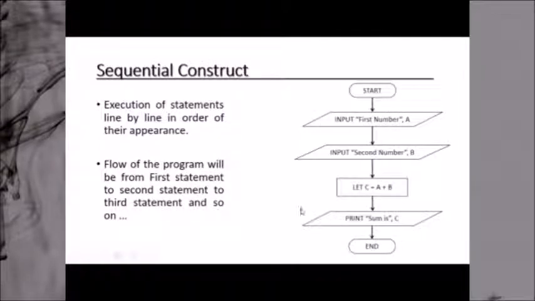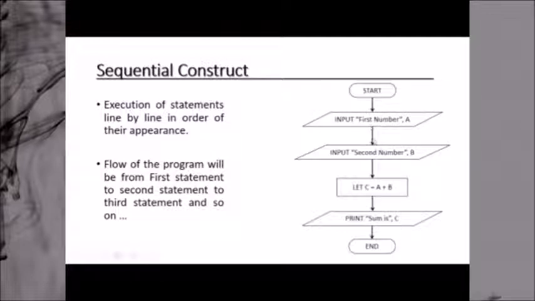Now this is a simple flow chart to find the sum of two numbers. We start the program from start, then input the first number A, input the second number B. A and B are two numbers. Then we add them. These are the inputs, and this is the process: C is equal to A plus B. Then the result is displayed to the user, that is, print sum is C, and the program ends.